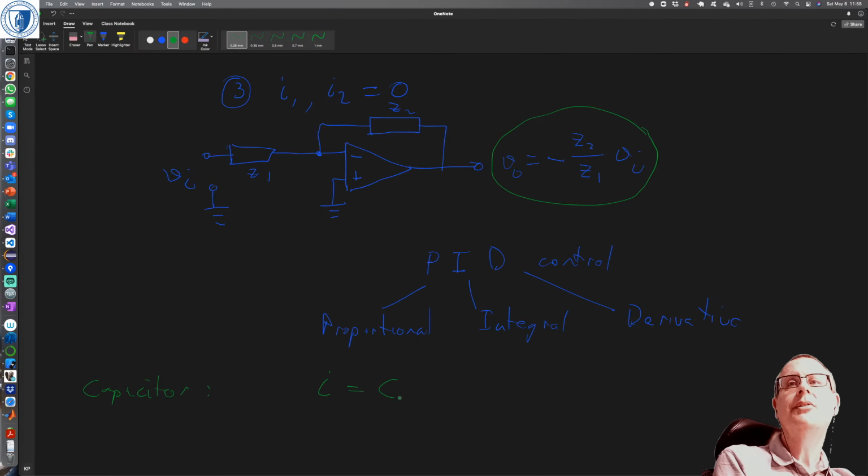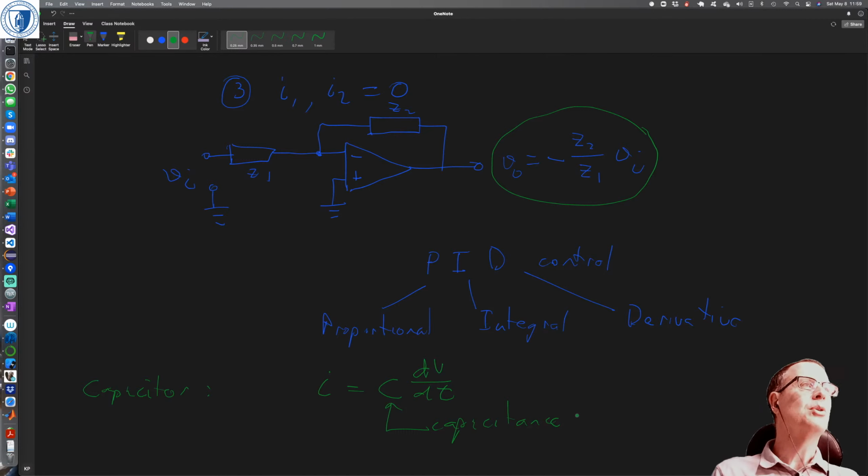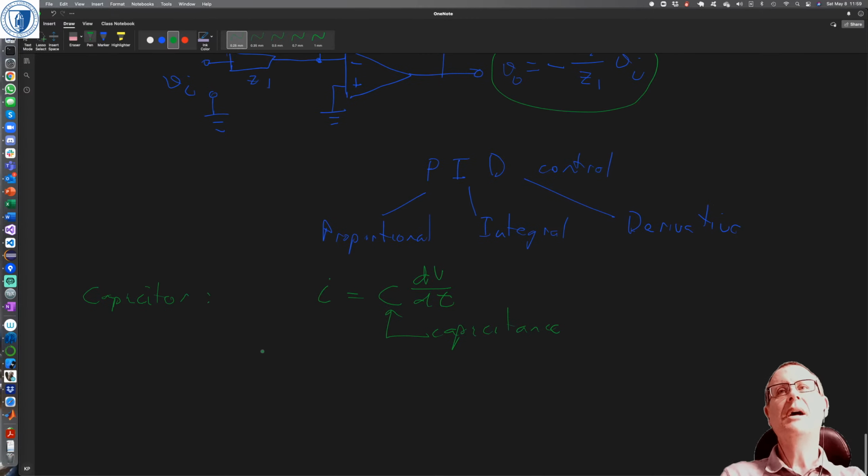I equals C dV dt, where C is the capacitance. And when we talk about capacitors, our voltage is usually of the form A cosine omega t plus theta.